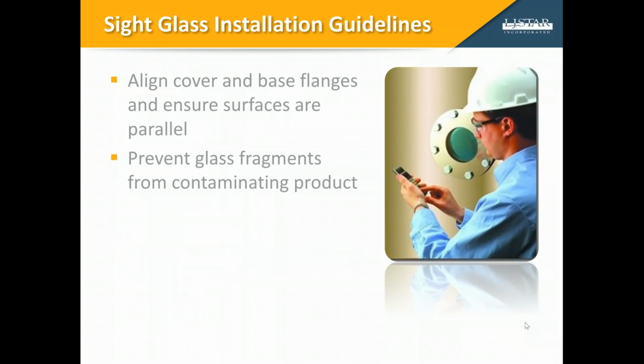Before tightening nuts or bolts, double check that the cover and base flanges are correctly aligned and surfaces are parallel to one another. Tighten the nuts or bolts progressively in diametrically opposed pairs. Check the installation and operation manual of the sight glass for details on the tightening protocol. Once the assembly has bedded down under operating temperature and pressure, it may be necessary to retorque the nuts and bolts.